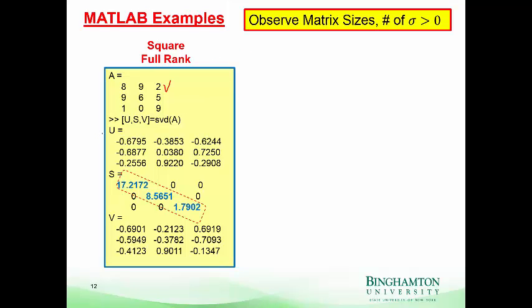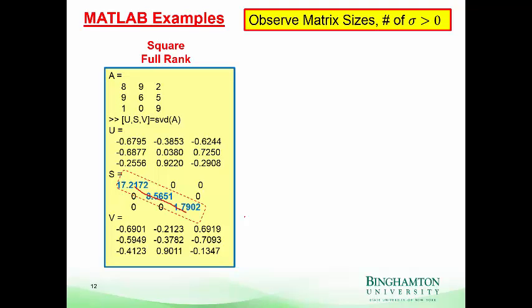But look at this S matrix. Since it's 3 by 3 and it's diagonal, the diagonal runs from corner to corner. So we've got zeros up here, and zeros down here. Also we see that this is in descending order, and there are three non-zero, positive singular values. So those are the singular values. I've highlighted them blue, and I've put a little red dashed box around them. MATLAB does not do that.